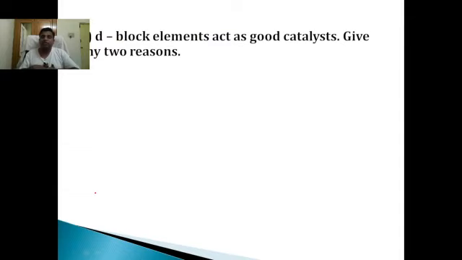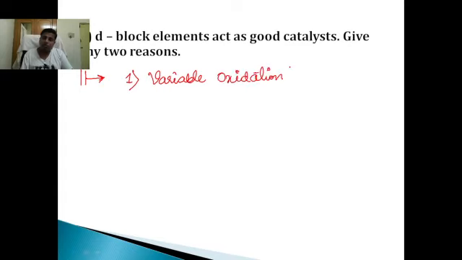Now the sub question for this. D block elements act as good catalysts. Give any 2 reasons. There are actually 2 reasons mentioned in your NCERT textbook. Let us write both the reasons. What's the first reason? They act as catalysts because of their variable oxidation state. They exhibit variable oxidation states, and due to this they can form intermediates. That is why they act as good catalysts.